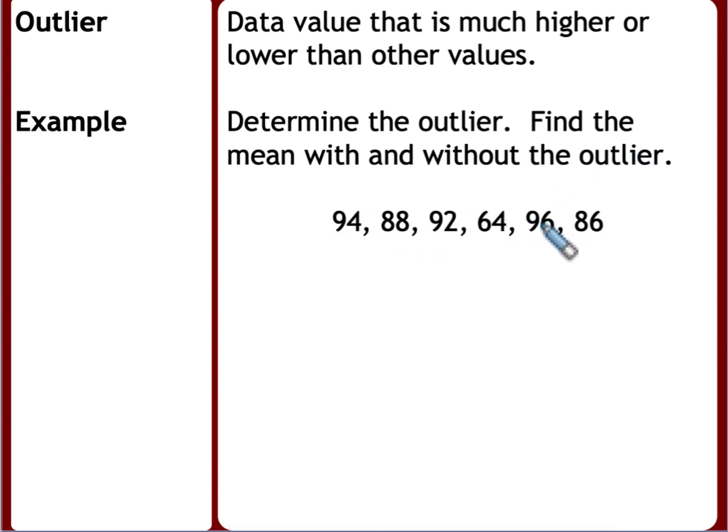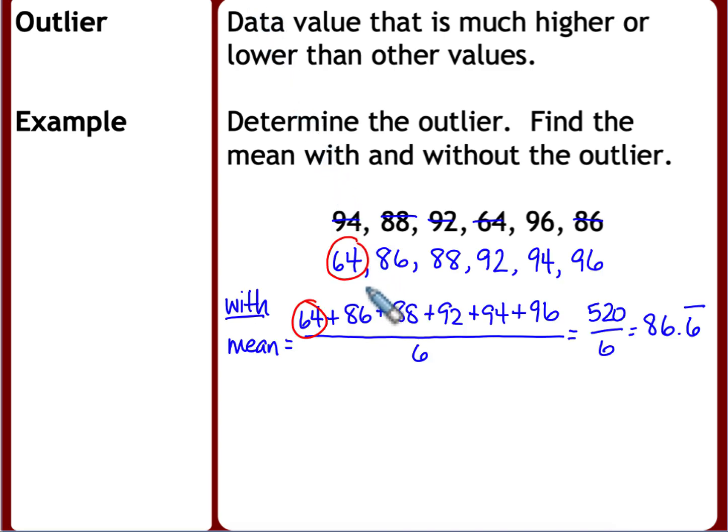So if you look at this data, you can kind of see this 64 looks suspicious, but it becomes really obvious when you order the numbers from least to greatest. So let's go ahead and do that. Ordering from least to greatest, you get 64, 86, 88, 92, 94, 96, and you can clearly see 64 as an outlier. So let's go ahead and find the mean with the outlier. We find the sum, and we're dividing by 6 because there are 6 data values. We get 520 over 6, which is 86.6, or 86 2/3.